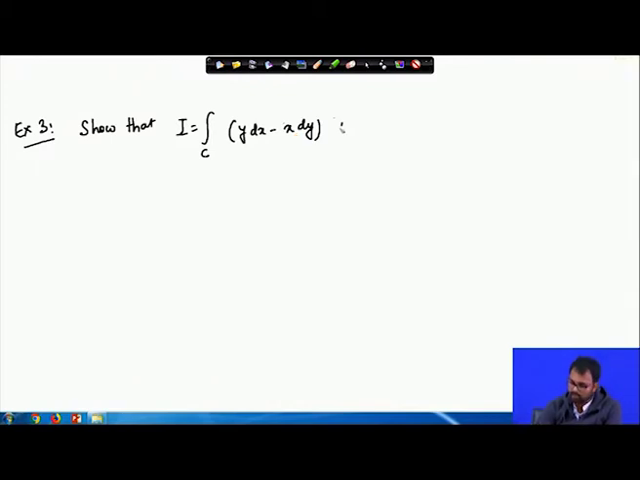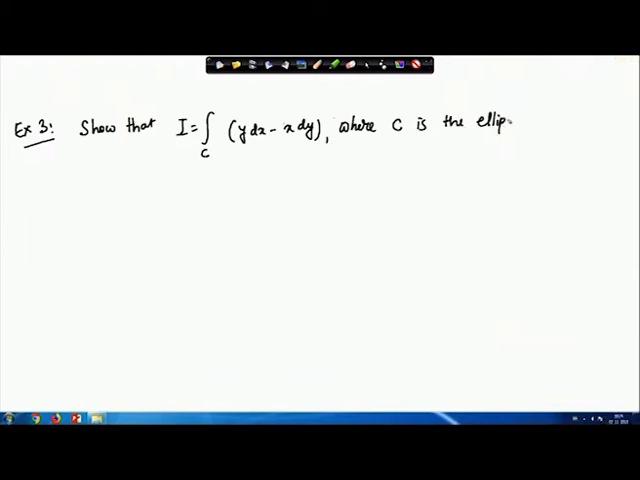Where C is the ellipse x equals a cos t and y equals b sin t, taken in the clockwise direction.